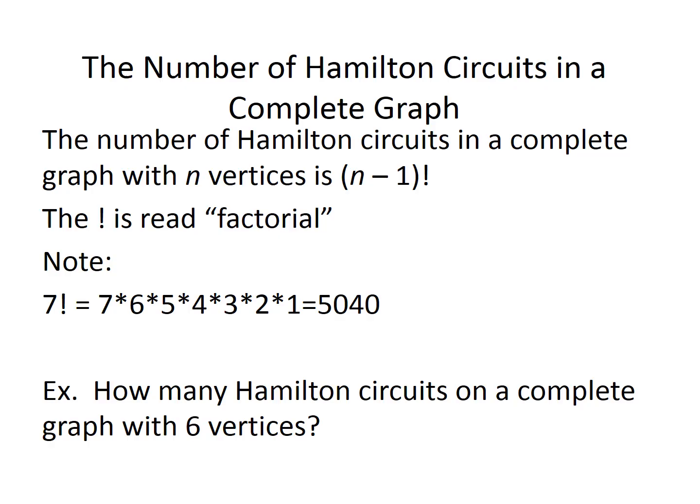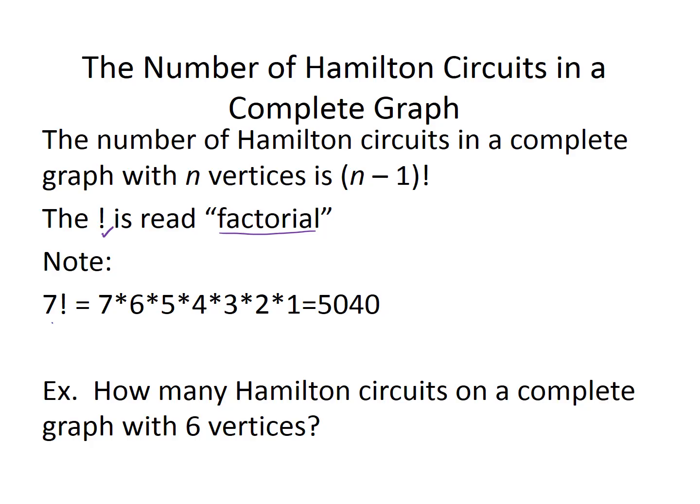So if you notice that was 5 vertices, then we did 4 times 3 times 2 times 1. So the number of Hamilton circuits in a complete graph with n vertices is n minus 1 factorial. This factorial, in case you haven't seen it, is often used in probability. The exclamation mark is read factorial, and 7 factorial means you do 7 times 6 times 5 times 4 times 3 times 2 times 1.